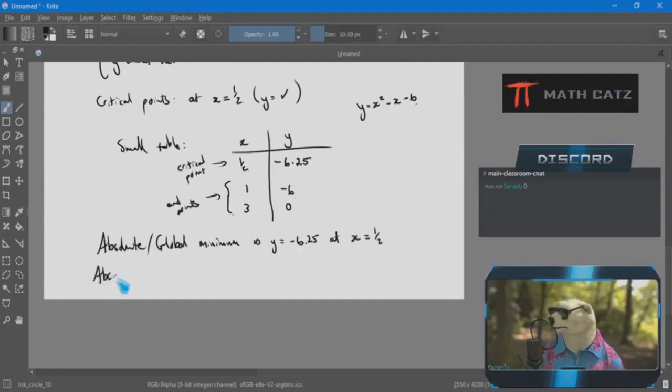My absolute or global, pick whichever name you like, global maximum is 0. It's the largest of all of these values. And that happens when x is 3.